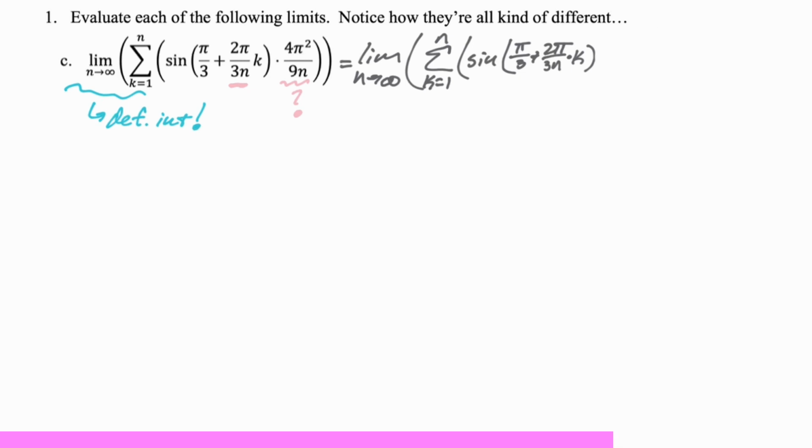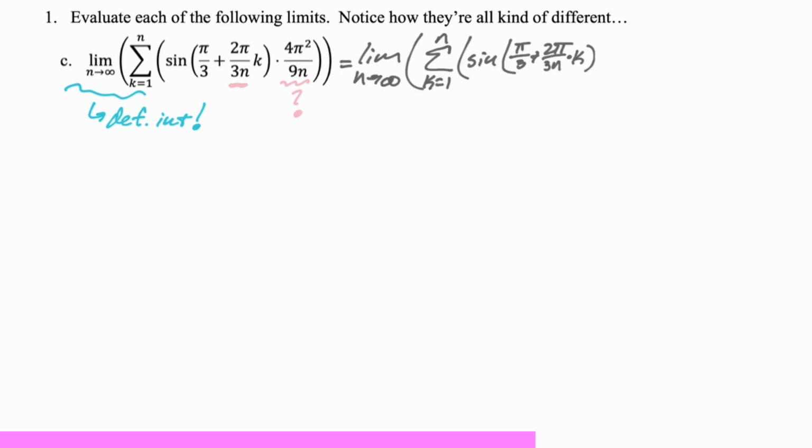So since I'm thinking that it's 2 pi over 3n, I'm going to rewrite this thing to just kind of look more normal, I guess, right? Like I want it to look like base times height. So the base should be 2 pi over 3n, and then the height should be whatever the function is. So I've rewritten it. Let me go back.